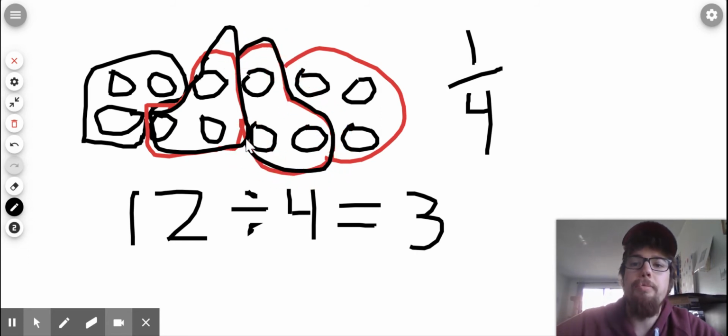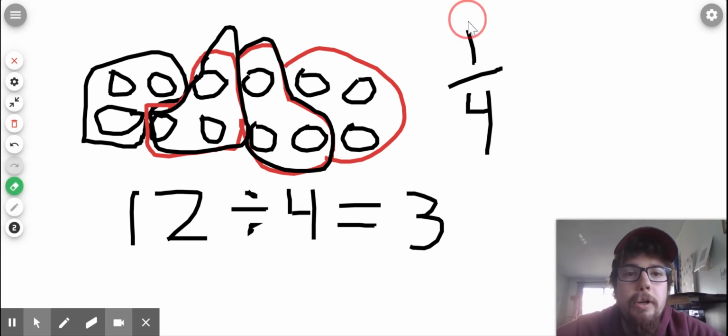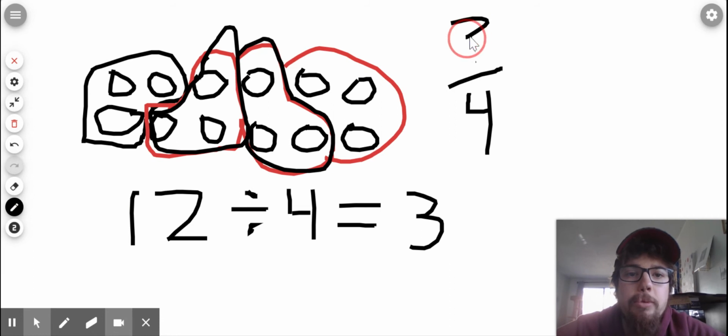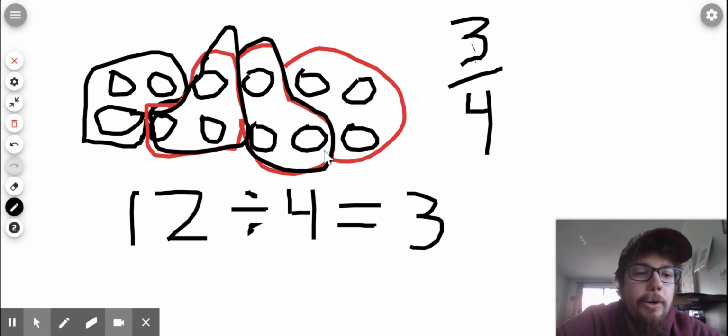Okay, so you have 3/4 with the black circles there. So if we are showing 3/4, get rid of that 1 there. We want to do 3/4. We can say 3/4 of 12 is how many? 1, 2, 3, 4, 5, 6, 7, 8, 9. Okay, so 3/4 of 12 is 9.